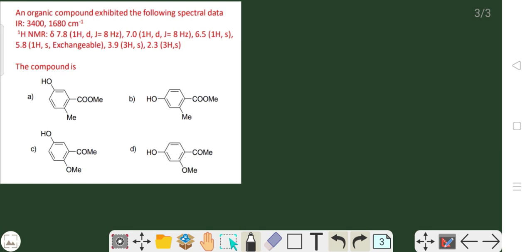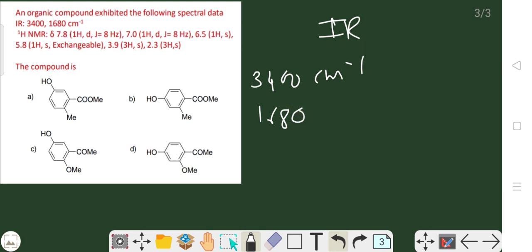Okay, so first of all we will proceed to the IR spectrum. In IR, you know that the IR gives two signals. One is at 3400 per centimeter, and second is 1680 per centimeter. That 3400 per centimeter is due to the highly intense group called OH or NH. And in the given options, the OH is there. Hydroxy group is more polar, it has the maximum dipole moment, so it absorbs in the maximum region.